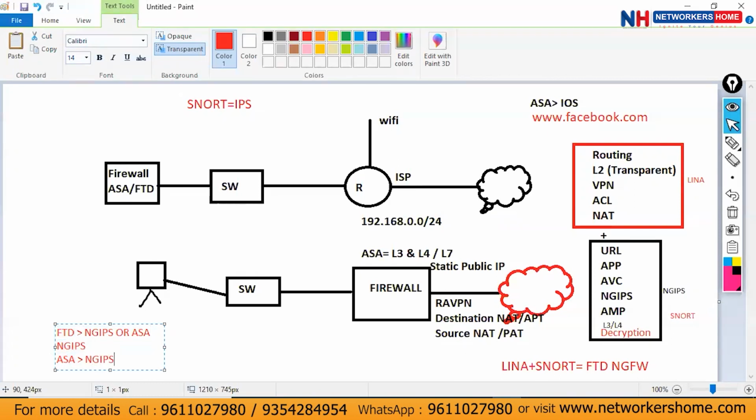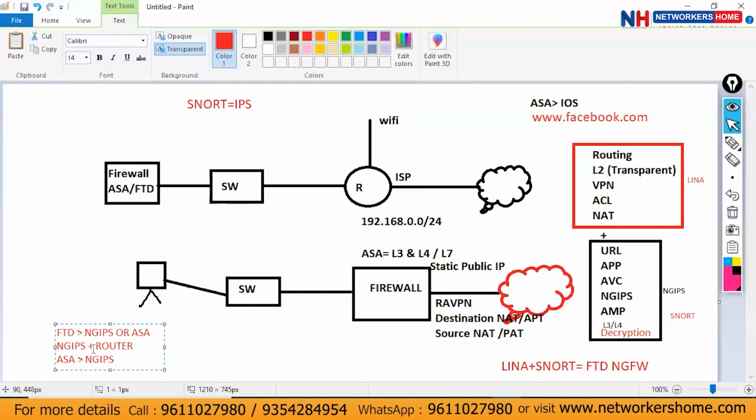NGIPS only. Correct. If I have NGIPS only in a network, or NGIPS plus a router, this is also fine. All the next generation features, apart from the routing, ACL can be done with your router itself. Translation also can be done with the router. ACL can be deployed. Layer 3, layer 4 information can be filtered with the router. The rest of the things will be taken care of by NGIPS.